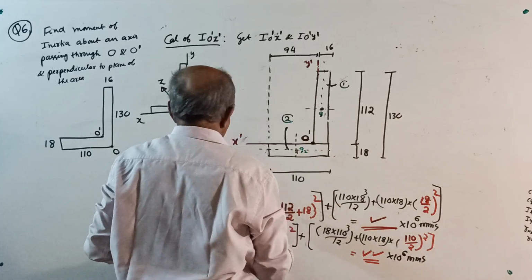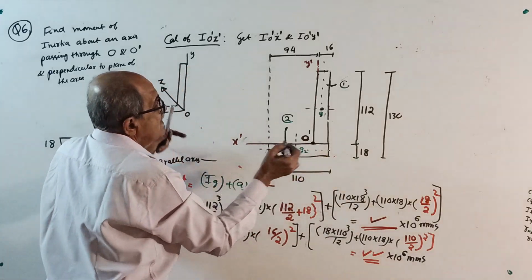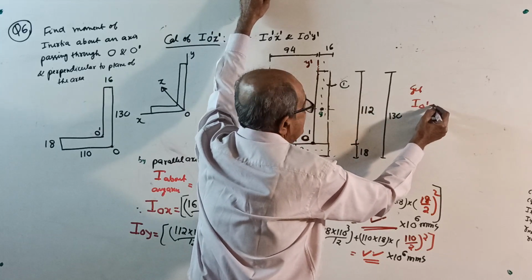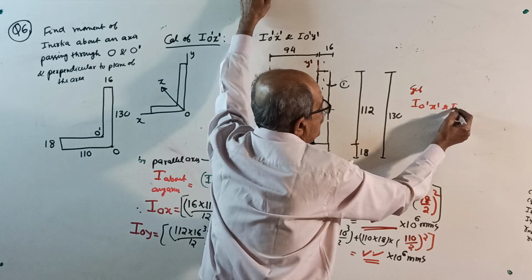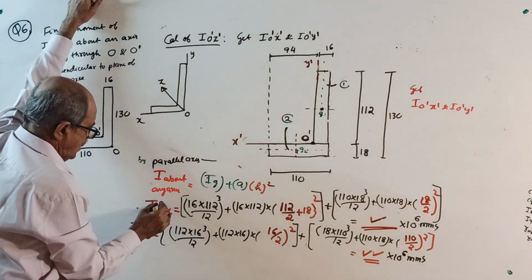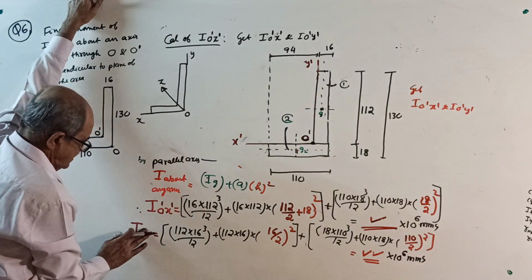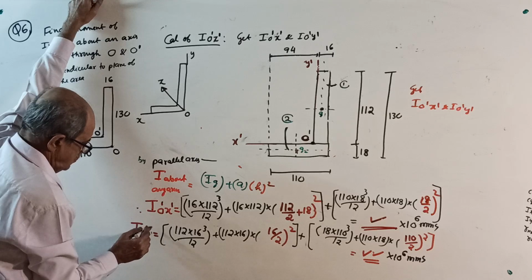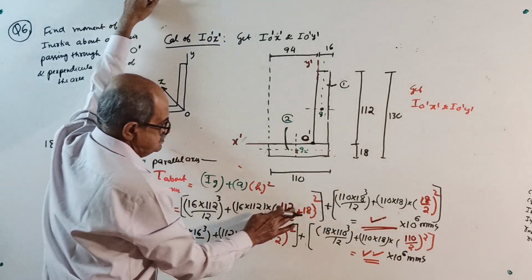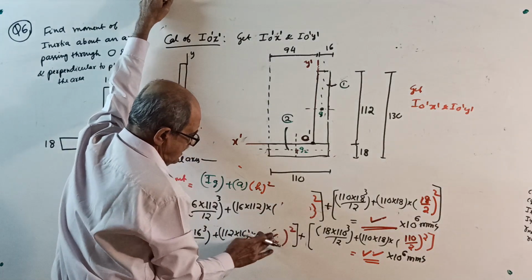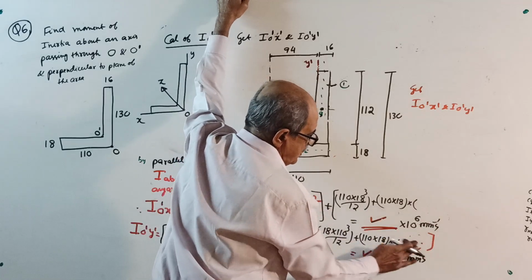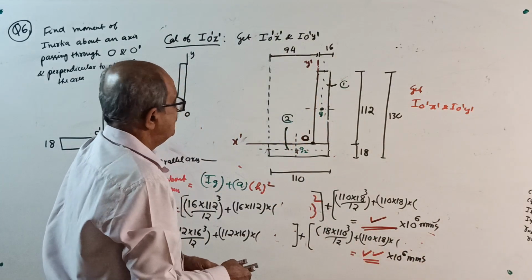Get what? Get I about O dash X dash, and I about O dash Y dash. Start. I about O dash X dash, I about O dash Y dash equal. That's all. See, only this number will change, but you should not do it that way. Okay, start. First, once again, beginning.